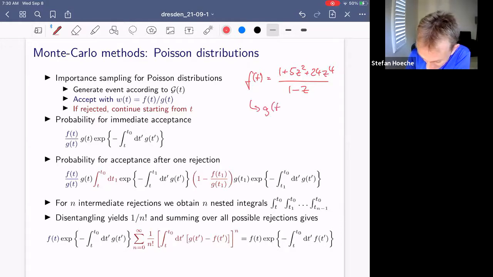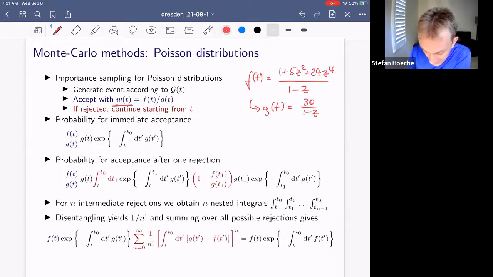Let's say g of t is, if I have everything in the range from 0 to 1, I can safely say that f of t is smaller than 30 over 1 minus z, and this is my approximation. Okay. Then I draw points according to this little g of t, which we just saw on the previous slide, and I accept this with a weight, which is just given by f of t over g of t. So this is like hit or miss.